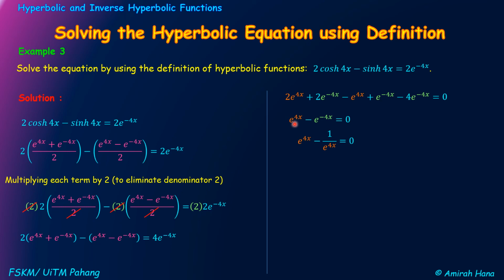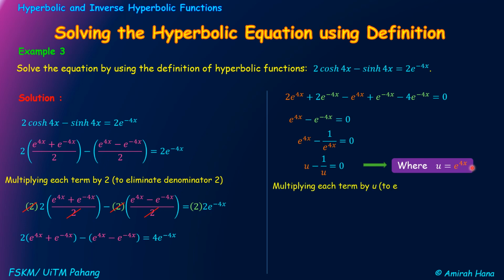So we can write e to the power of 4x minus, we move negative exponent down, using the properties of indices. So now we have positive exponent. So we have minus 1 over e to the power of positive 4x. Now we have same term containing e to the power of 4x. So we can write u minus 1 over u equals to 0, where u equals to e to the power of 4x.